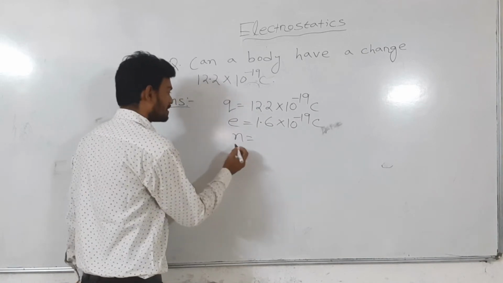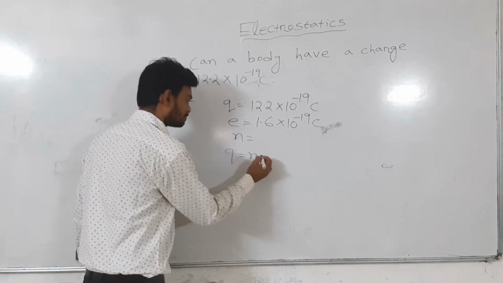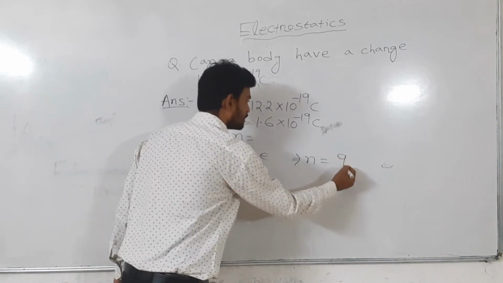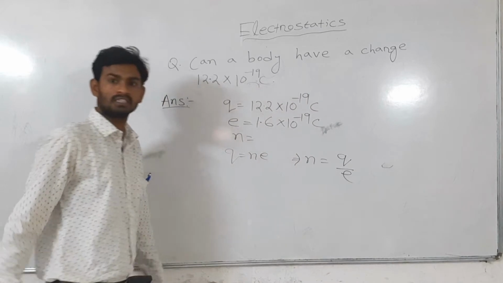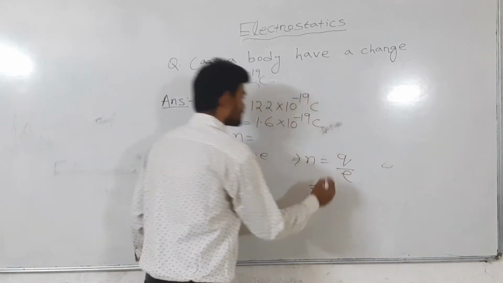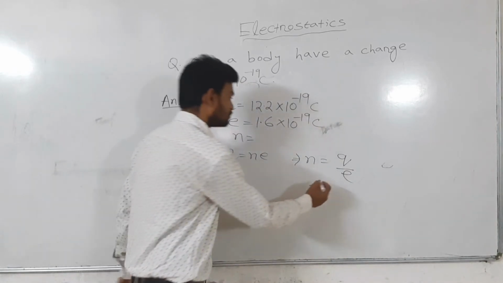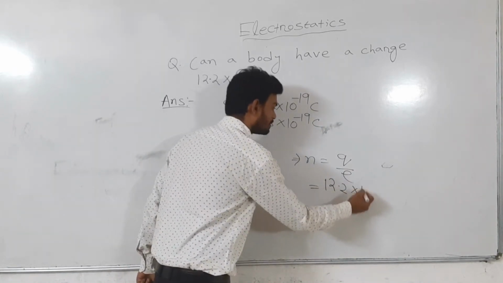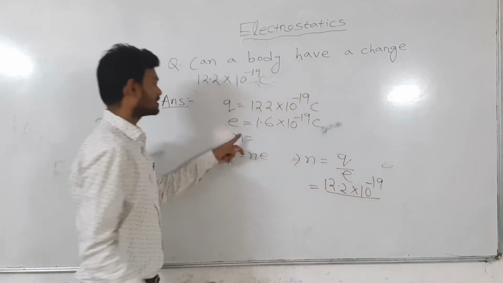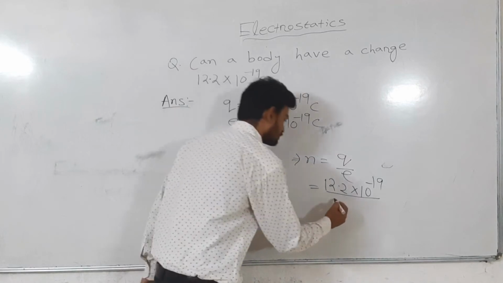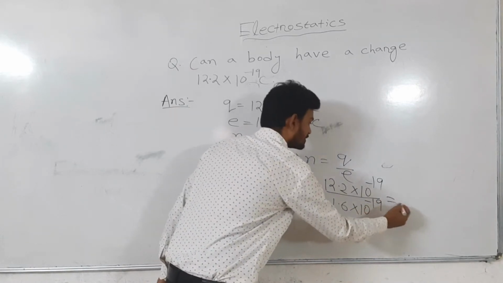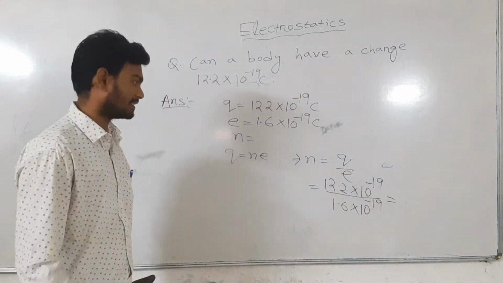We know that Q is equal to plus or minus Ne. That implies N is equal to Q by E. So N is equal to 12.2 into 10 to the power minus 19 divided by E. What is the value of E? 1.6 into 10 to the power minus 19 Coulomb.